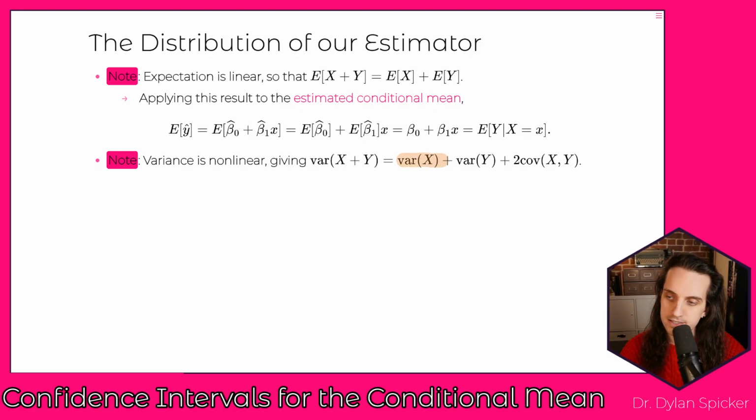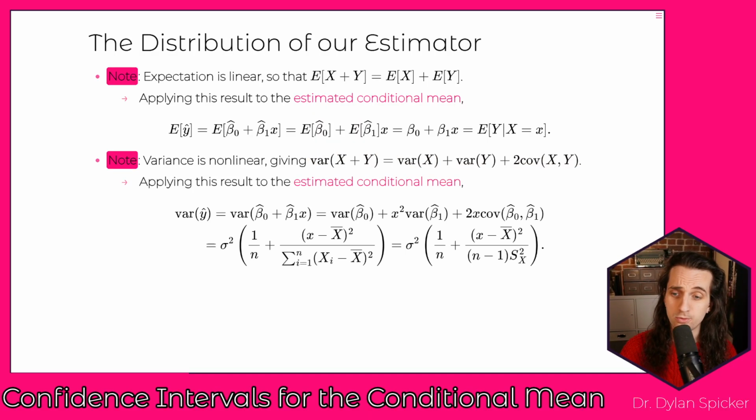Instead, we get the variance of x plus the variance of y plus 2 times the covariance between x and y. And so the covariance is going to give sort of a measure of association between x and y, right? And so again, if you've seen this before, great. If not, we can take this as a given fact. And so again, we can apply this exact same result to the case of y hat, right?